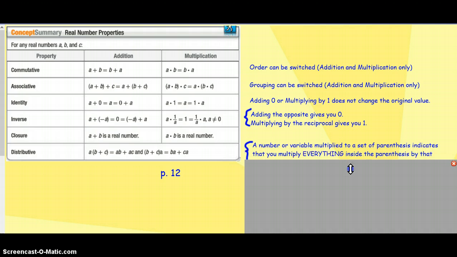Finally, we have distributive property. That means if you have a number or a variable multiplied to a set of parentheses, you need to multiply that number or variable to everything inside the parentheses.